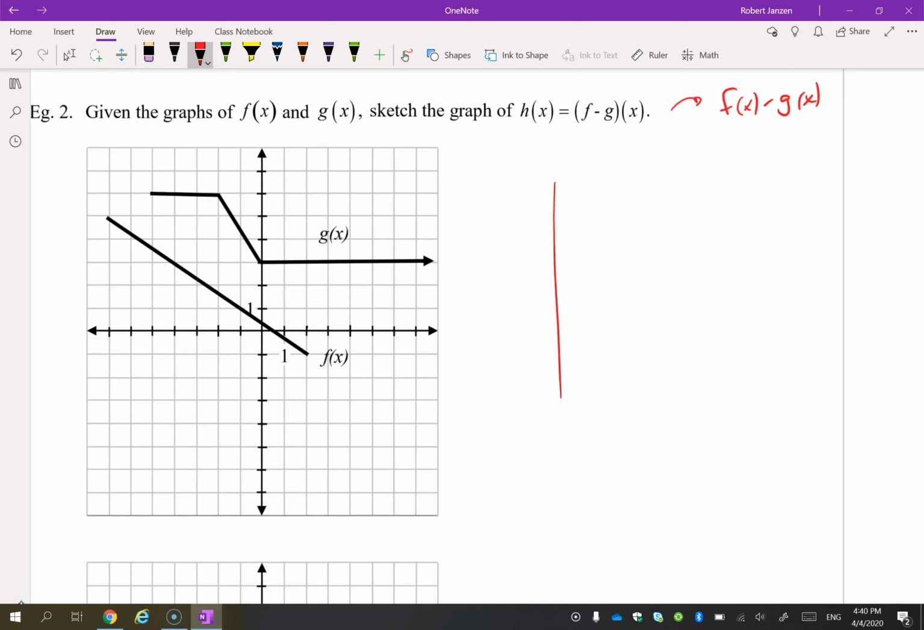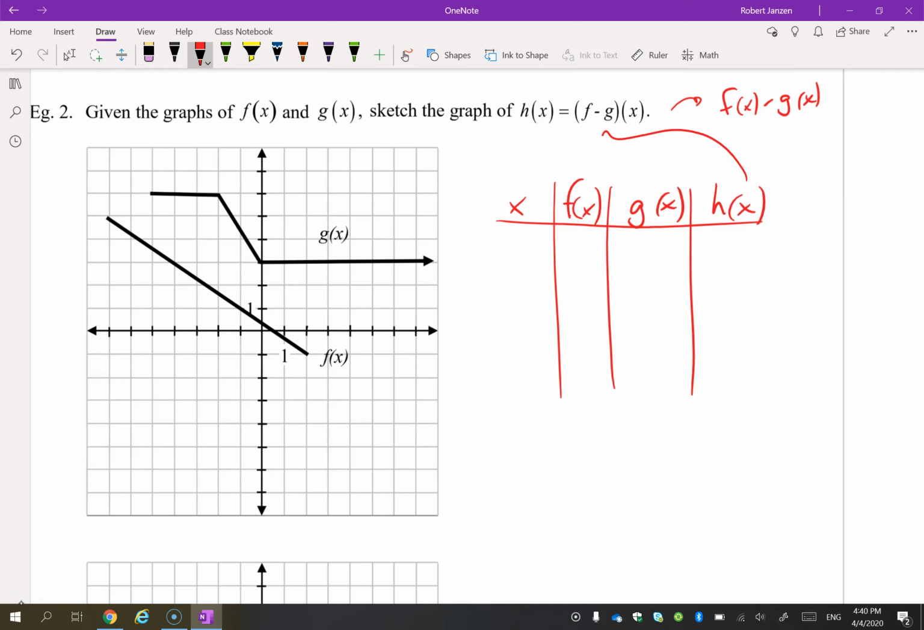Okay, and then we'll draw the same sort of table. So we'll have x, we'll have f of x, we'll have g of x, and then h of x, which is subtracting f of x, take away g of x. Okay, so where do we start with our x values?